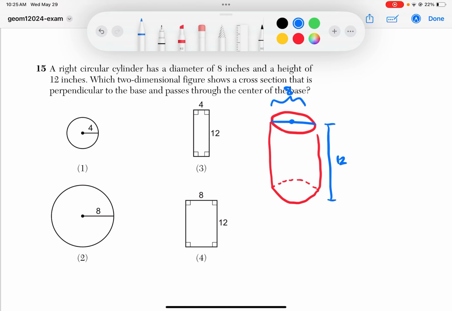I'm going to take a cross-section. When we think of cross-sections, it's kind of like we're going to take a sheet of paper and slice this cylinder at a certain point. And we're going to look at the two-dimensional shape that's formed by the intersection of the plane and the cylinder. So I'll use green as the cross-section. The cross-section is going to be perpendicular to the base. So if this is the base, it's got to be perpendicular to it. So we're looking at kind of a vertical sheet of paper, and it passes through the center.